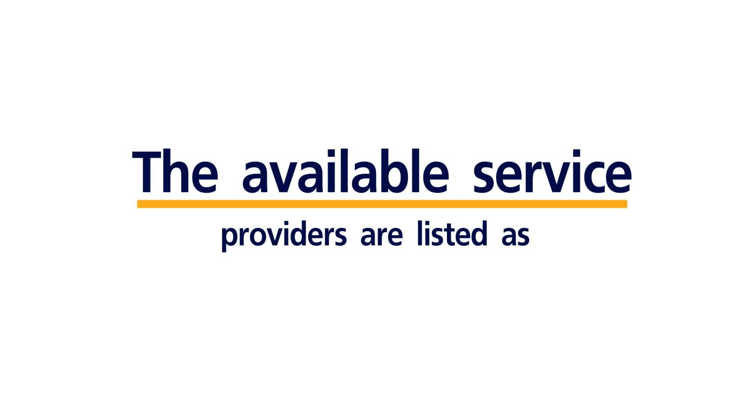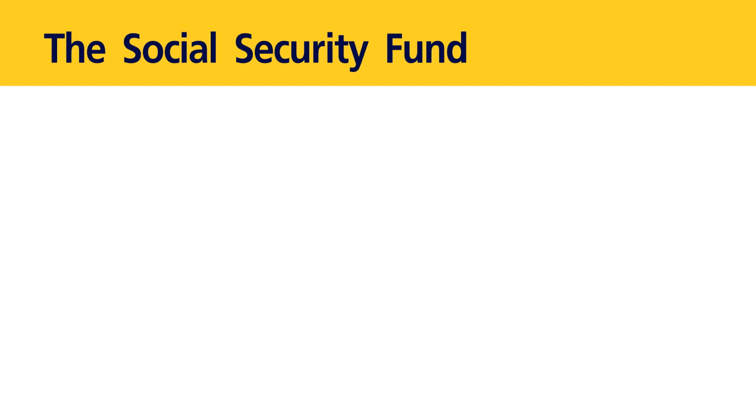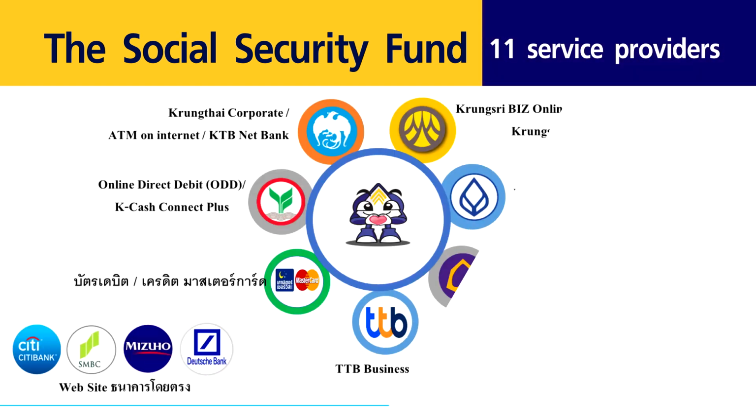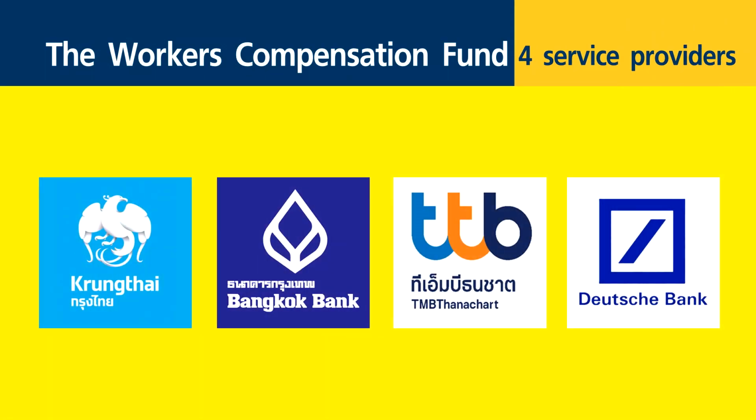At present, the available service providers are listed as follows. For the Social Security Fund, there are 11 service providers. In case of direct debit method, there are KTB, KZC, SCB, KBank, BBL, TMB, Citibank, Mizuho Bank, Sumitomo Mitsui Banking Corporation, and Deutsche Bank. In case of debit or credit card method, the employers can pay contributions with MasterCard of any bank via counter service. For the Workers' Compensation Fund, there are 4 service providers, which are KTB, BBL, TMB, and Deutsche Bank.